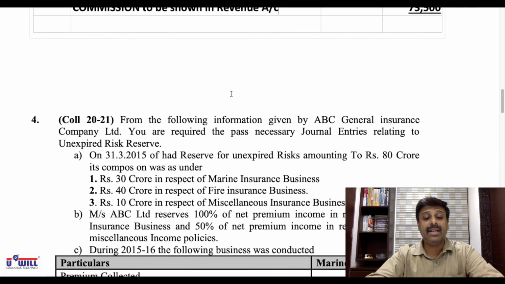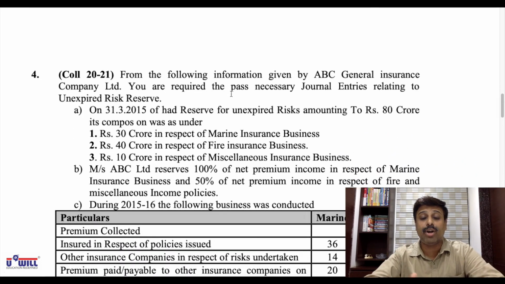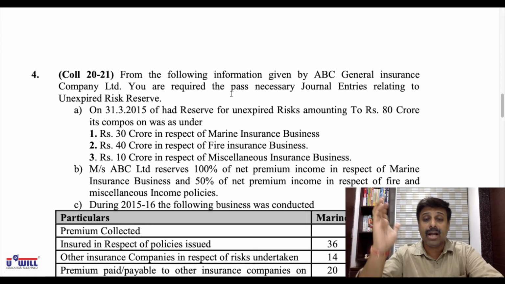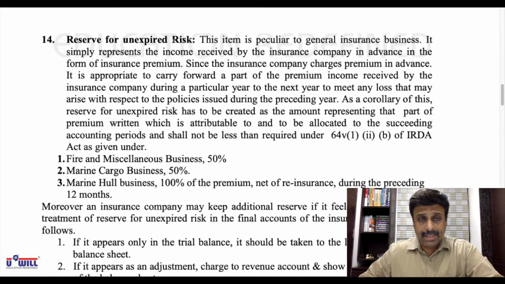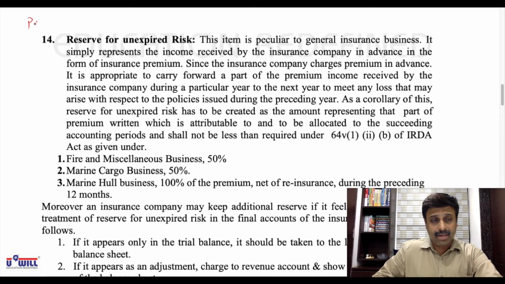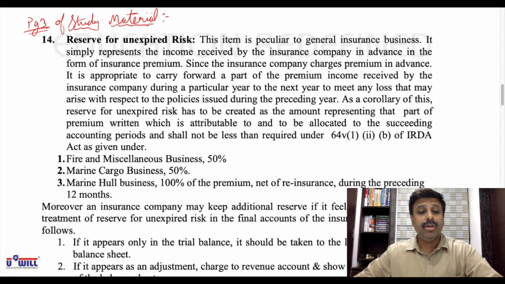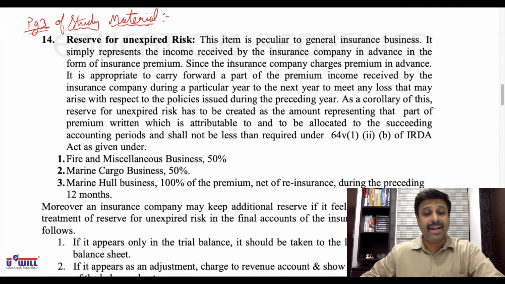Before we take up the next question, we will have to understand one concept, reserve for unexpired risk. So all of you take out your study material, page number 3. In that you will find the 14th point, reserve for unexpired risk, which we had kept pending in the terms in the beginning, particularly because it was related to general insurance companies only.